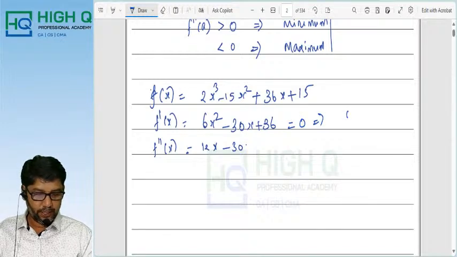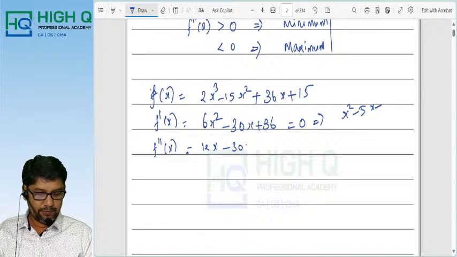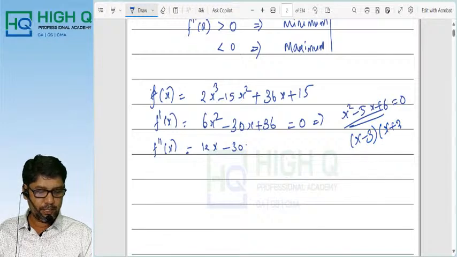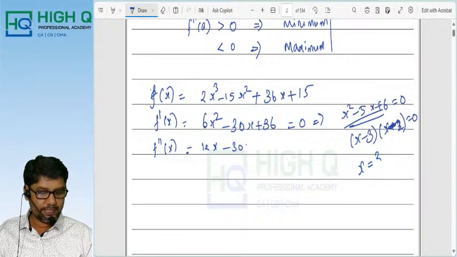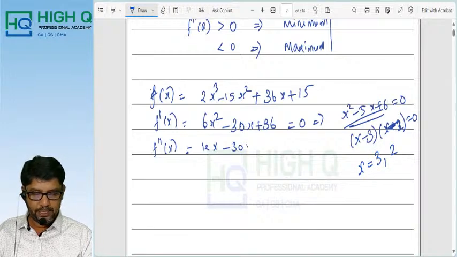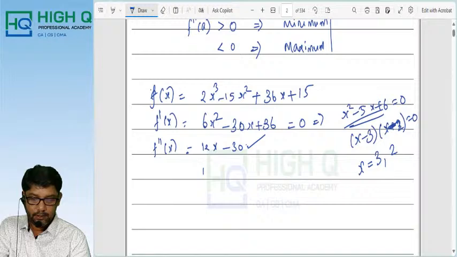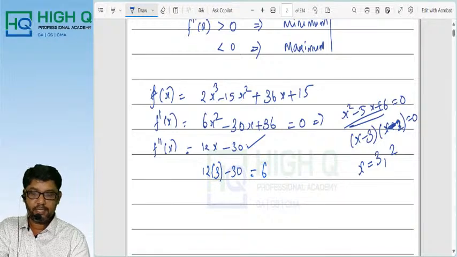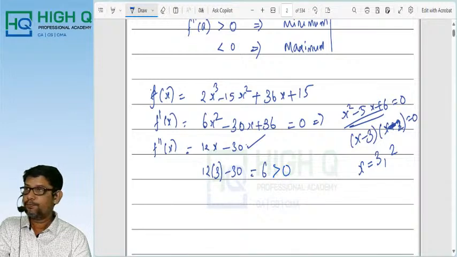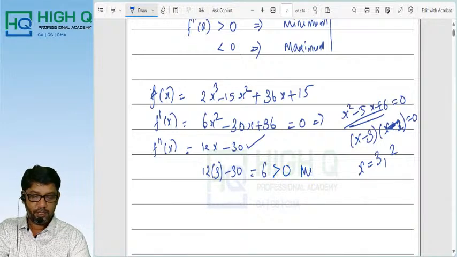Put F dash of x equal to 0. Simply what are you going to get? x square minus 5x plus 6 is equal to 0. Quadratic equation. So x minus 3, x minus 2. So x is 3, 2. Put x equal to 3 in F double dash. What are you getting? 12 into 3 minus 30. What are you getting, my dear? 6. Is it positive? So therefore the function is minimum.